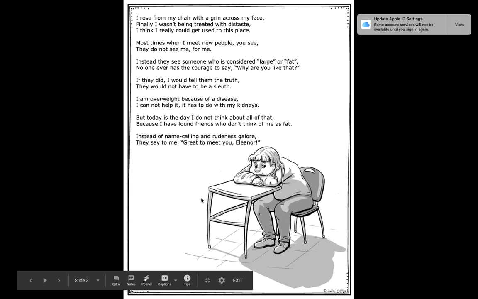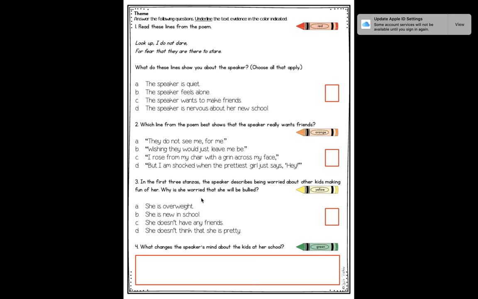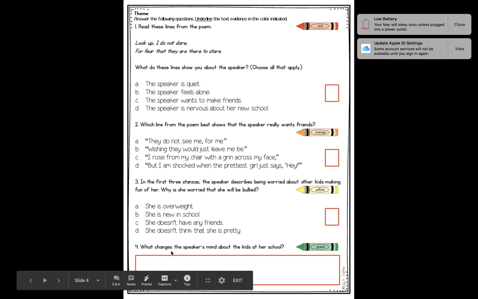All right, boys and girls. So you're going to go ahead and go through this. And if you notice here, it says red. You're going to highlight the red in the Google Slides using the highlight tool. Read the lines from this poem: "Look up, I do not dare, for fear they may stare." What do these words show you about the speaker? So you're going to put the letter in this red box and highlight the details in the text. And the same for the orange, yellow, and green.